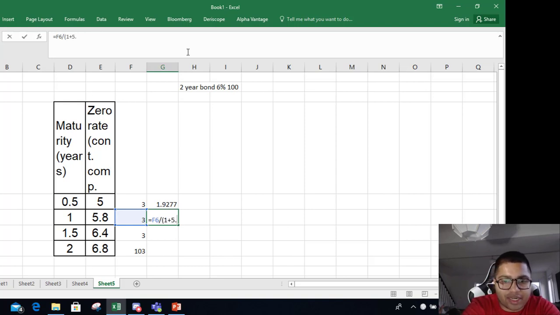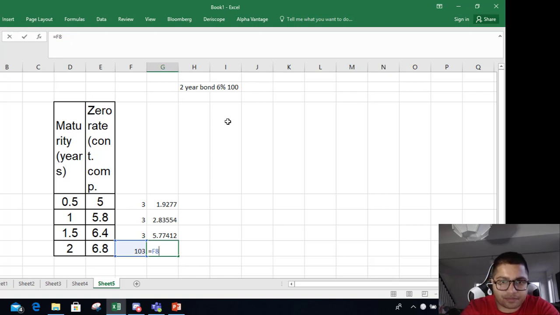Now interest rate is 5.8%, and the number of years is 1.5 years, or 1 year to the power 1. So it is 2.83. You will discount this 3 by interest rate that is given, 1 plus 6.4% and to the power 1.5. Sorry, 1.5 years.